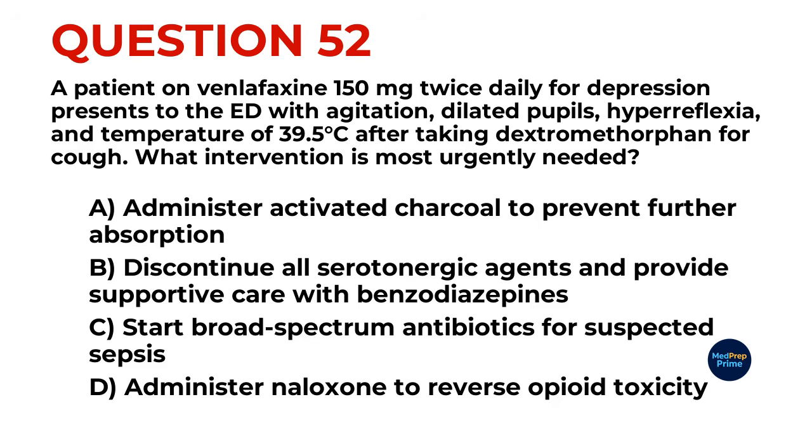Option A. Administer activated charcoal to prevent further absorption. Option B. Discontinue all serotonergic agents and provide supportive care with benzodiazepines. Option C. Start broad-spectrum antibiotics for suspected sepsis. Option D. Administer naloxone to reverse opioid toxicity.